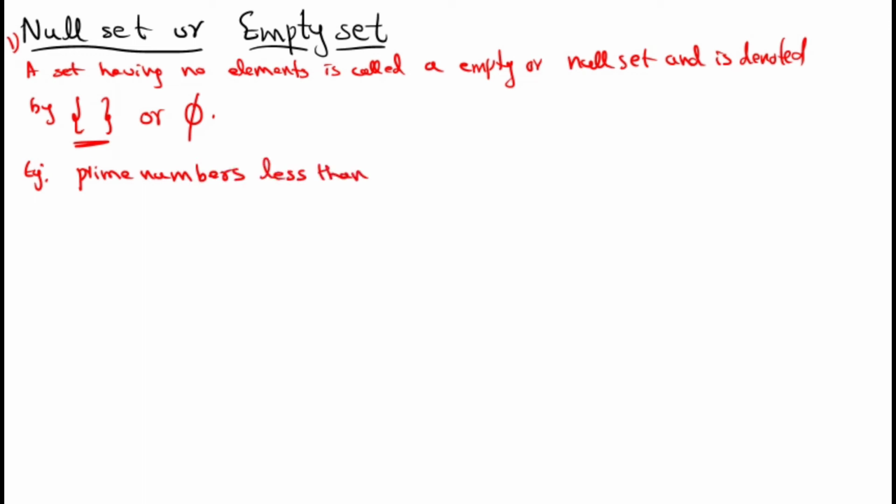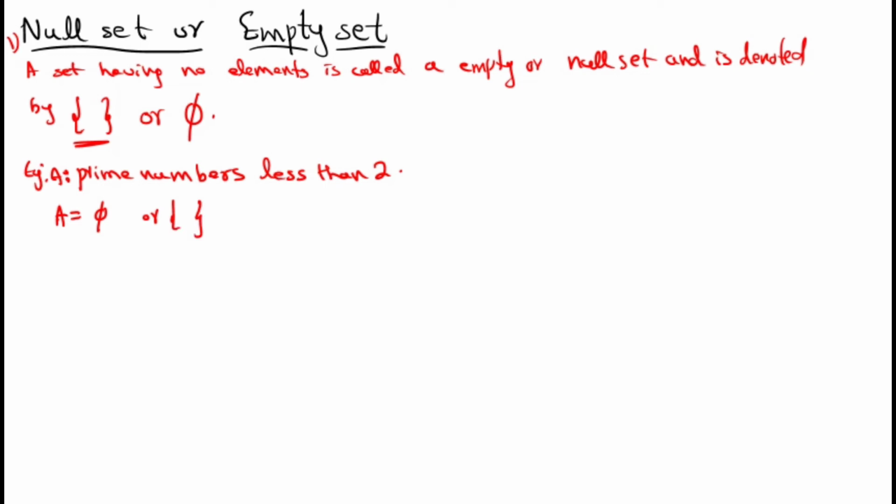Okay, you need to write the prime numbers less than 2. Take it as set A, such that set A equals... is there any prime number less than 2? No, right? Prime numbers are greater than 1, and your prime numbers start from 2 only, right? There is no prime number less than 2. We defined one set, but there is no element. That time we can write A equals empty set, or A equals this symbol.